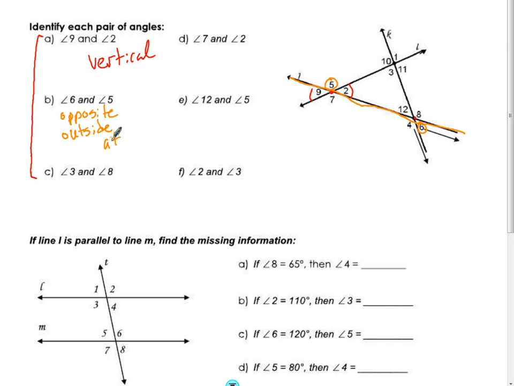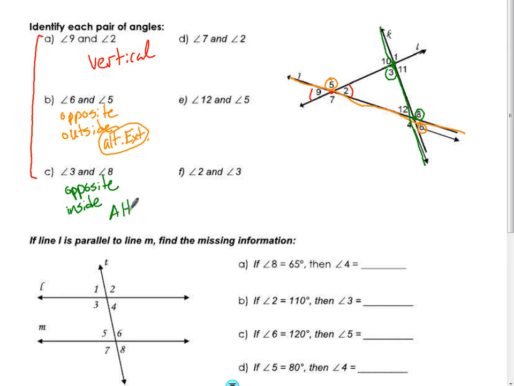What about 3 and 8? Let's look at 3 and 8. 3 is right here. 8 is right here. What line do they share? They share line K. That's my transversal. They are on opposite sides, and they are also inside the two other lines that they don't share. So opposite and inside means that they're going to be alternate interior. I'm using abbreviations just to shorten it up a little bit. Alternate interior. So use that same logic.